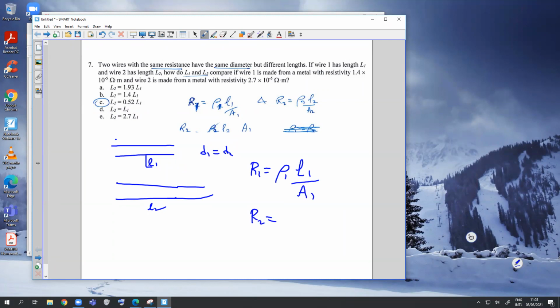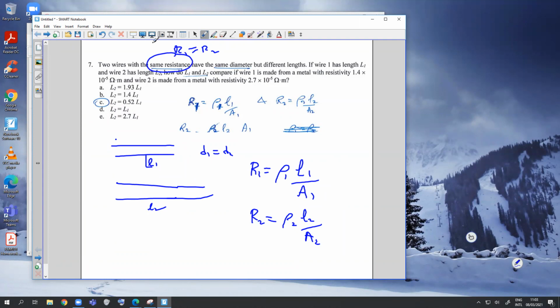You start with this. You write the expression for the resistance and resistivity for wire number 1 and wire number 2. So wire number 1, you will say R1 equal to ρ1 L1 over A1. You don't make any assumption now. You write everything is different. Then you read the question again to see what are the same. So same resistance. That means R1 is equal to R2. Same diameter.